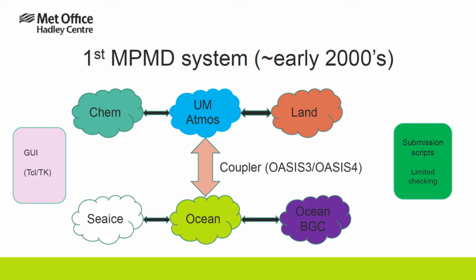And on the right-hand side, we had submission scripts, which controlled the whole submission of the MPMD system, and contained a fairly limited amount of cross-checking to make sure that what you were trying to submit made sense. But those scripts were largely shell-based or a concoction of Perl scripts and that sort of thing.